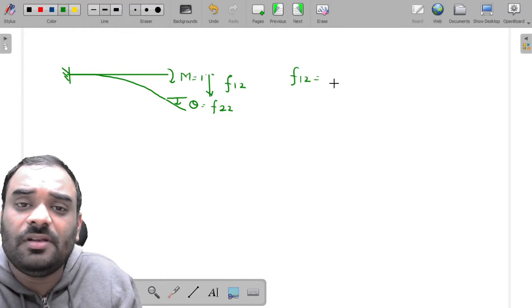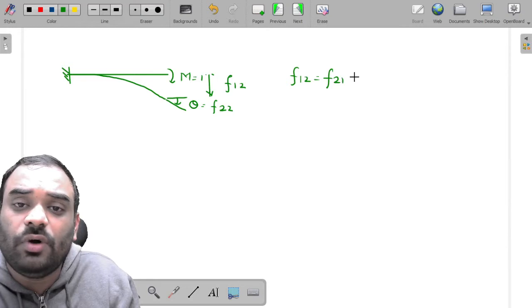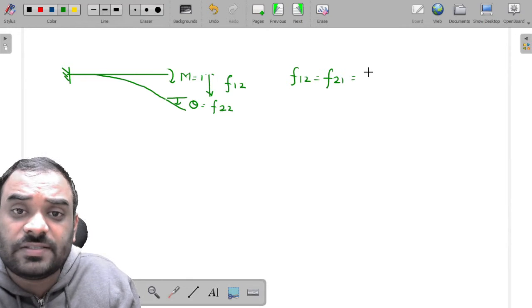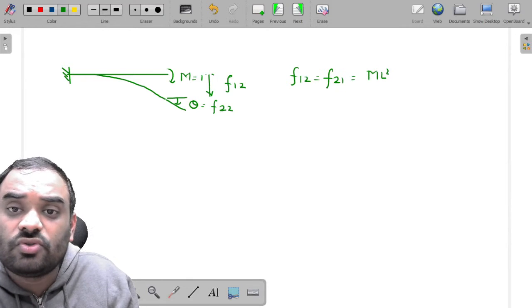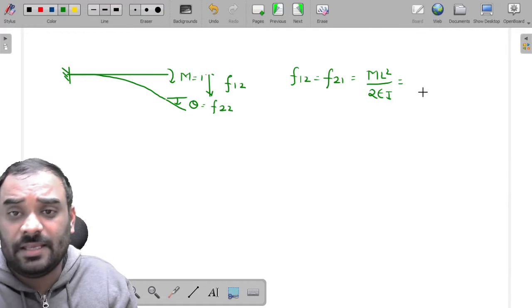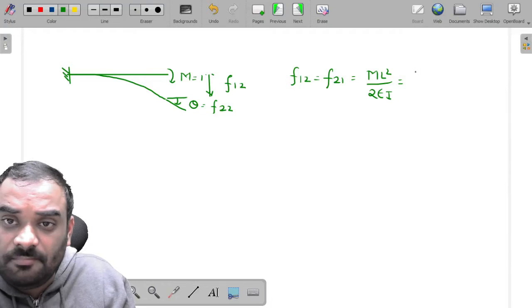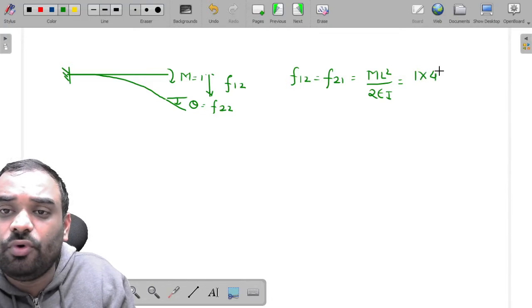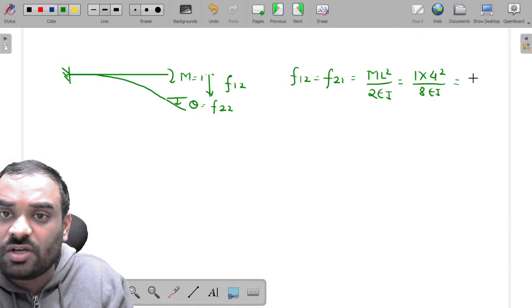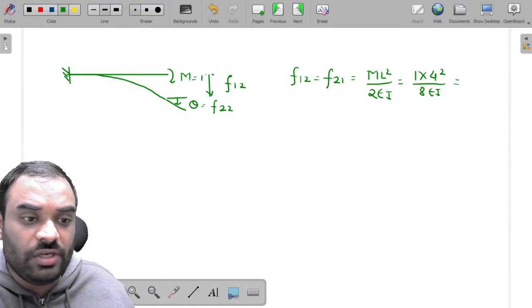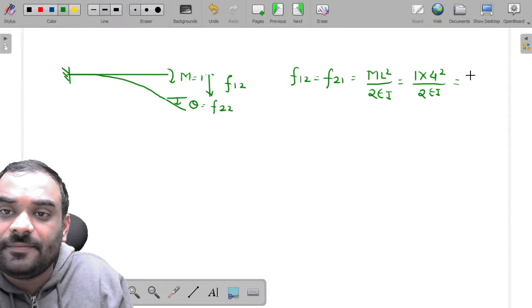Sir, it is very simple. It is also equal to F21, or we can write it as ML square by 2EI. What is the value of M? It is 1. What is the value of L? 4 square divided by 8EI. Just solve it, guys. What you will get? 8 by EI. Okay, sir.